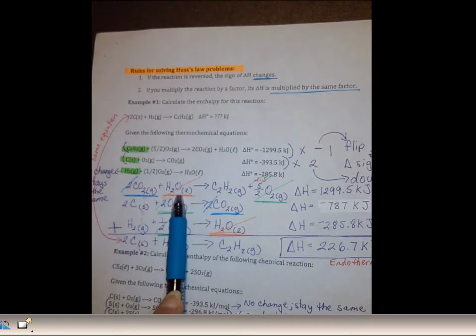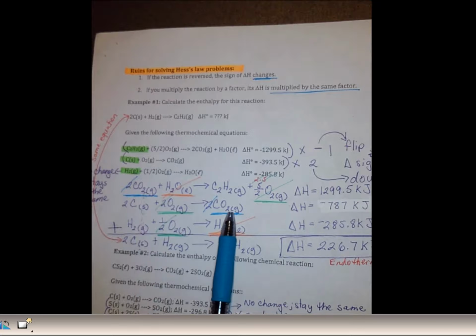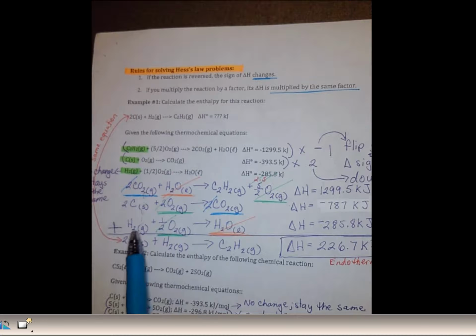The next one is water. We have 1 mole of liquid water, but 1 mole of liquid water does not exist in step 2, but we do find it in step 3. So it's 1 mole of liquid water on the product side, so we can cancel that.